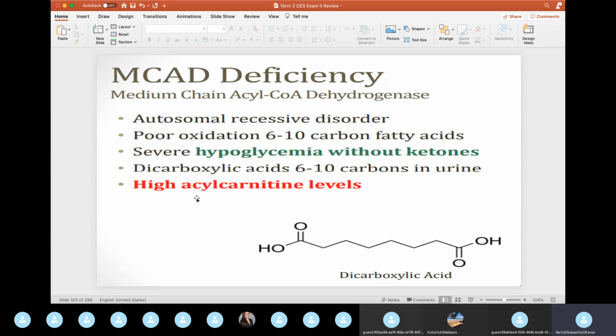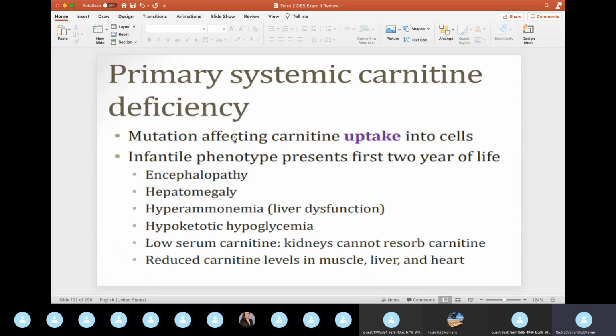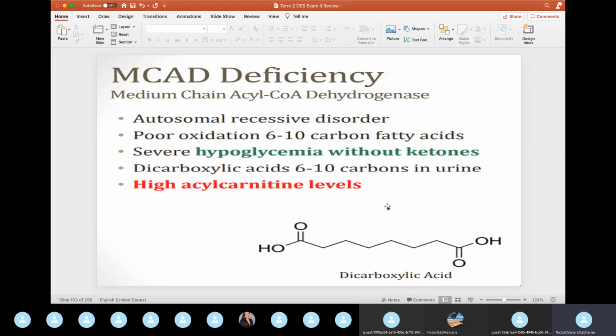What can we see in the blood? Dicarboxylic acids in the urine, and high acyl carnitine levels in the blood. Okay, so how are we going high yield to contrast primary systemic carnitine deficiency and MCAD deficiency? Only in MCAD deficiency can you have dicarboxylic acid in the urine and high acyl carnitine levels in the blood. That's high yield.